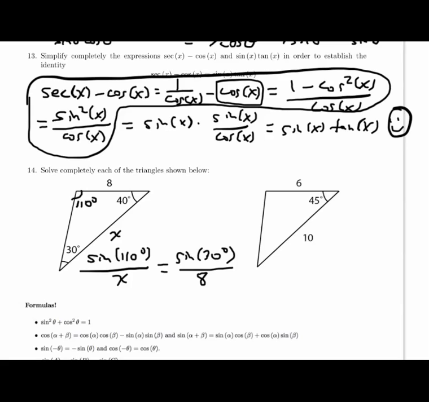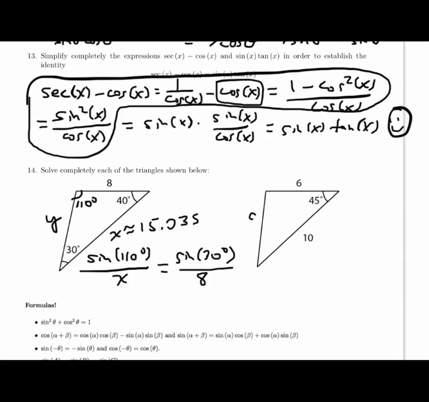30 degrees is opposite the side of length 8. And if you solve this for x, you can cross multiply or solve it however you want. You'll get the value of x. Looks like it's 15.035, something like that. And again, you just use something similar to find the side over here, also using the law of sines.